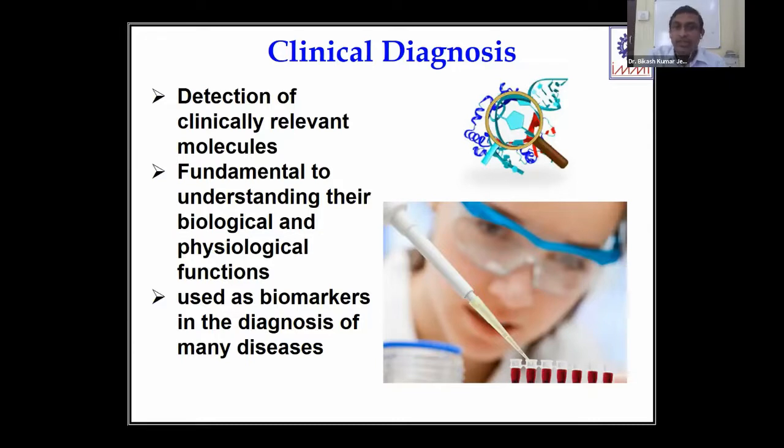So that's why you have to find a device, a sensing system, to understand the exact concentration of these clinically relevant molecules in our body.